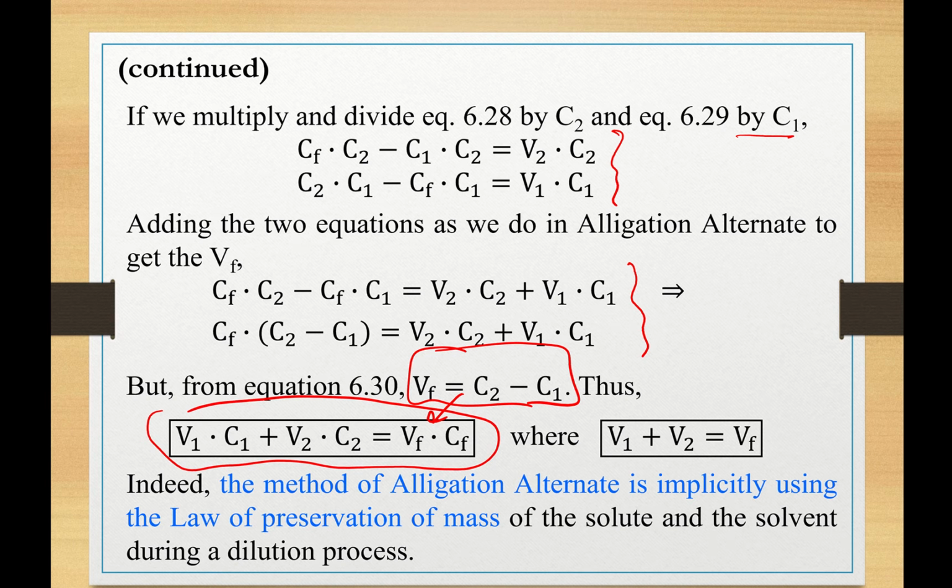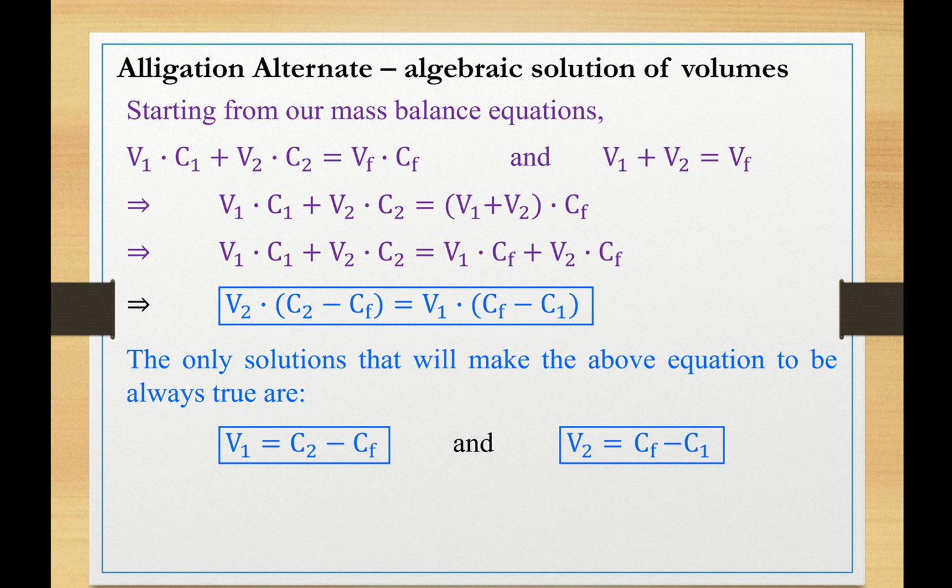Therefore, undoubtedly, the method of alligation alternate is implicitly using the law of preservation of mass of the solute and, of course, of the solvent. So whatever you can do with the alligation alternate method, you can do much easier with the mass balance equation. Now, let's go one step further. Let's determine the algebraic solution of volumes.